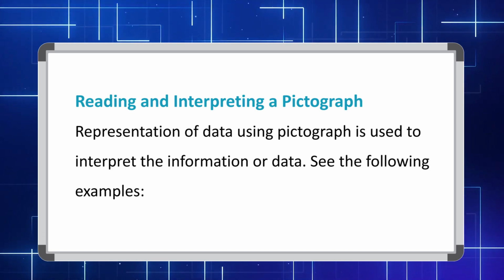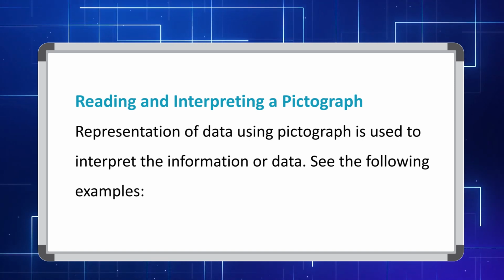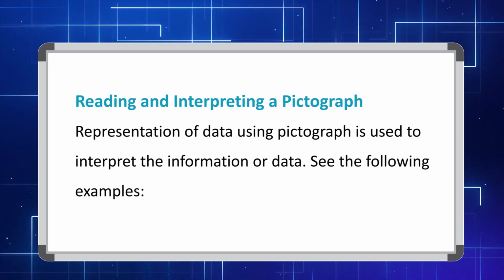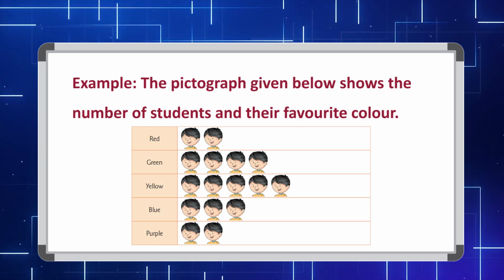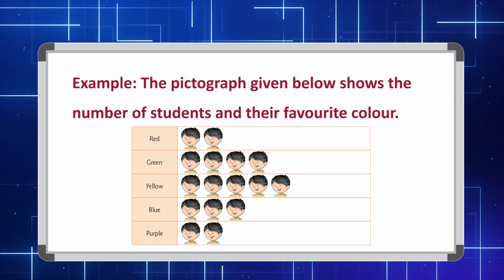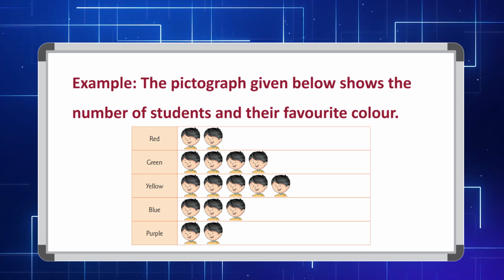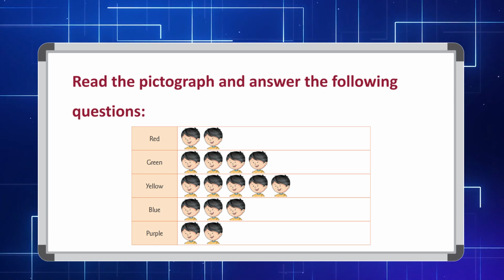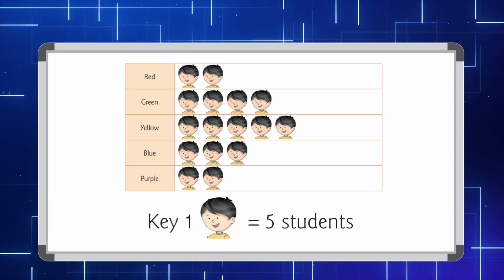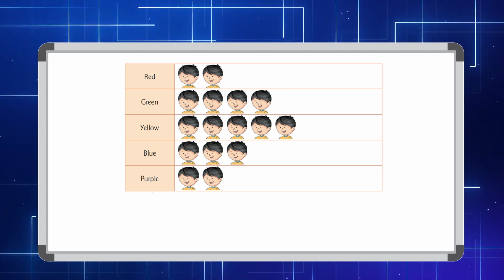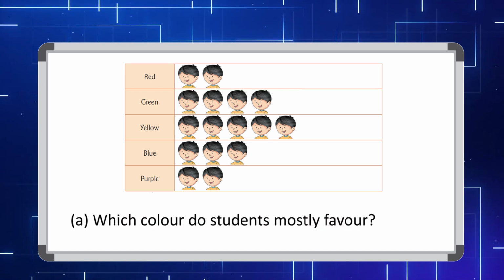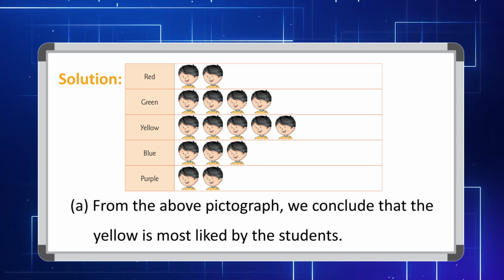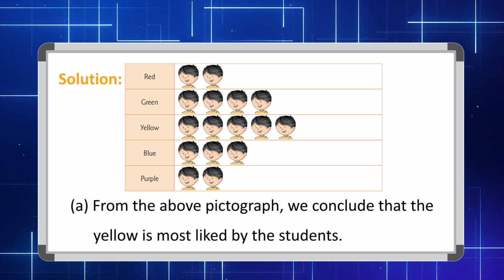Representation of data using a pictograph is used to interpret the information or data. See the following example. Example: the pictograph given below shows the number of students and their favorite color. Read the pictograph and answer the following questions. Key: 1 figure is equal to 5 students. Which color do students mostly favor? From the above pictograph, we conclude that yellow is most liked by the students.